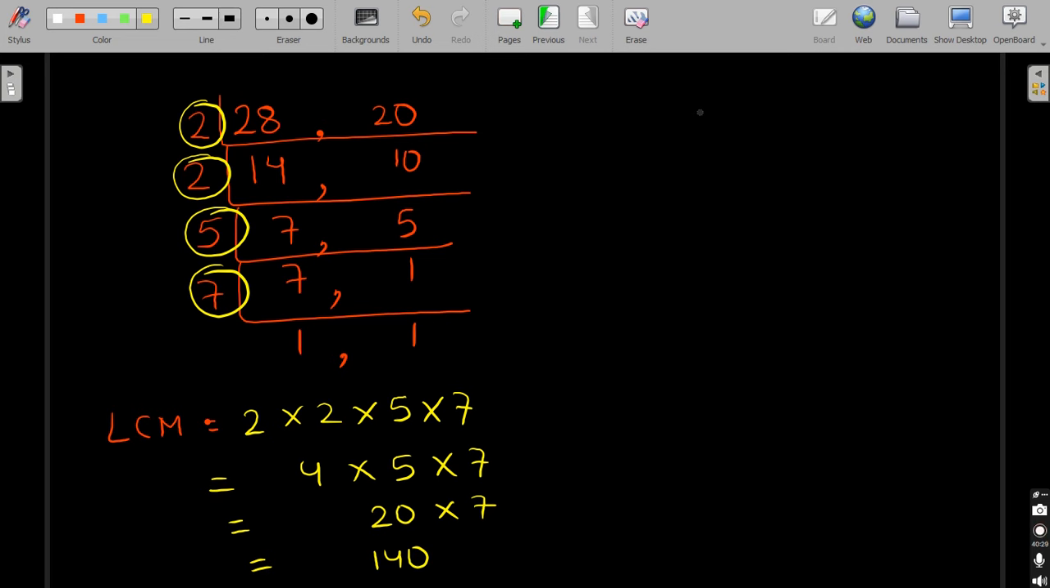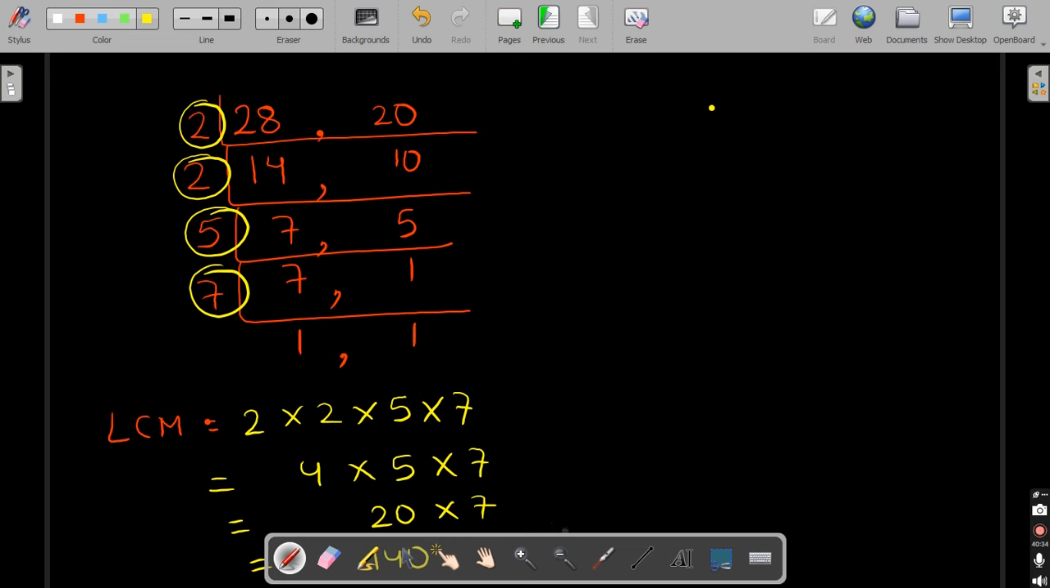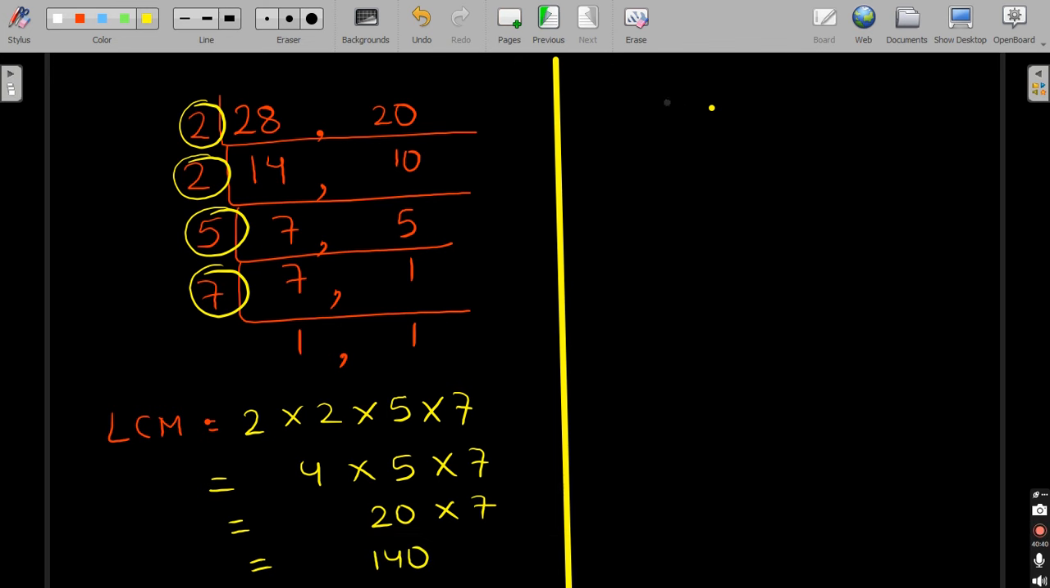Correct, students? Now same 28 and 20, let me explain to you. Same question. Suppose you need to find out the HCF of 28 and 20. Now how will you apply the logic? Already we learned many methods over there. Now let me explain by the same common division method. Now how will I solve it here?